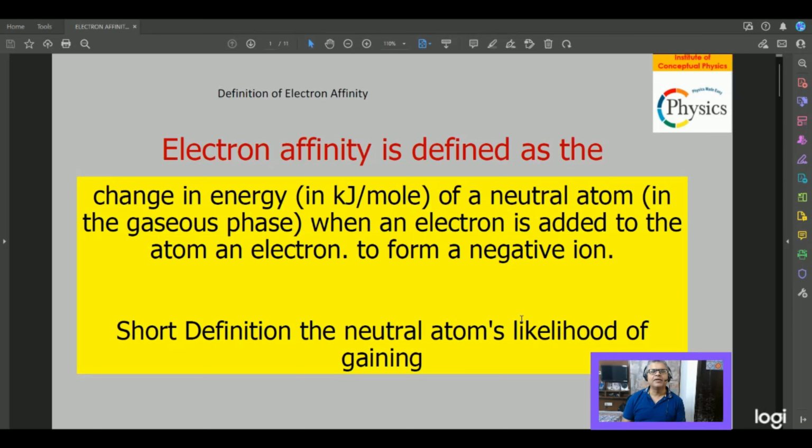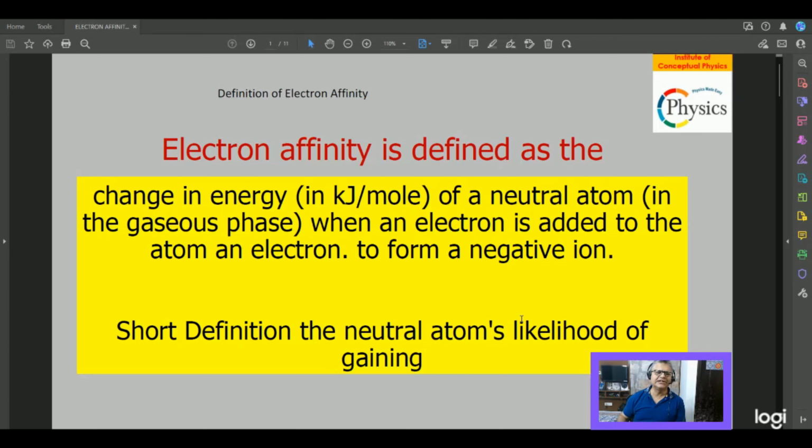Okay, and when does it come in the picture is when an electron is being added to an atom to form a negative ion. Now this is very important. Whenever you study the chapter of periodic properties, especially this electron affinity, this is not to be studied when you're removing an electron. This is studied when the electron is getting added.